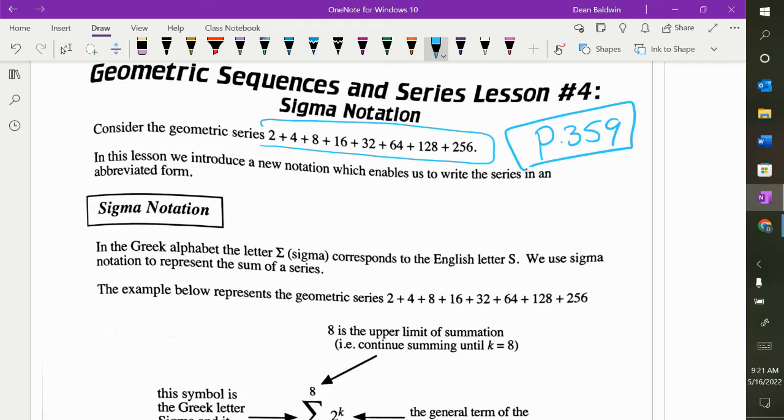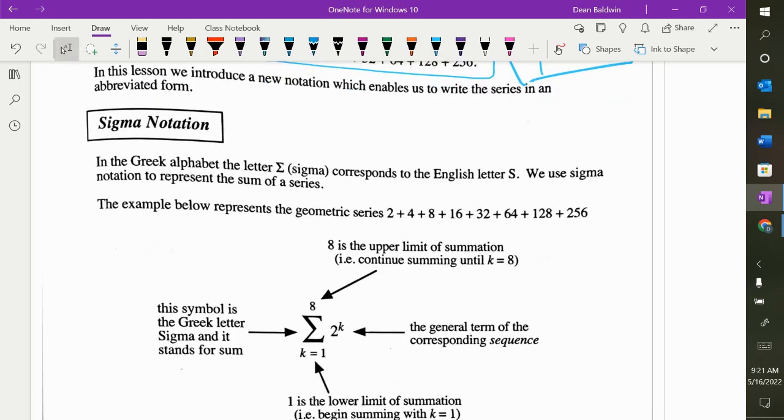We have a series and we're adding up the series 2 plus 4 plus 8 plus 16, and so on. That seems like a lot of work to write all that out. Okay? So we can represent this series in sigma notation.